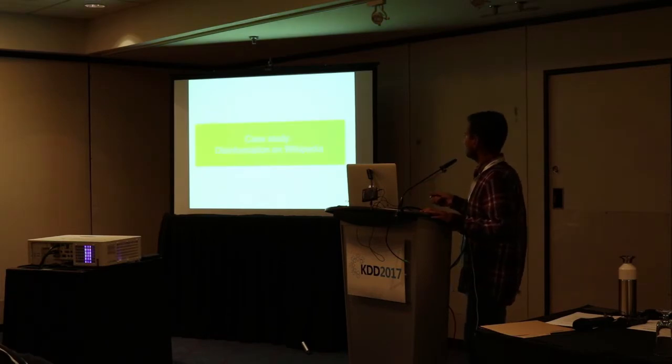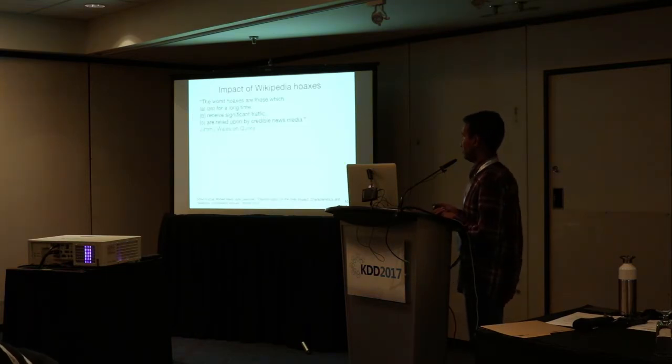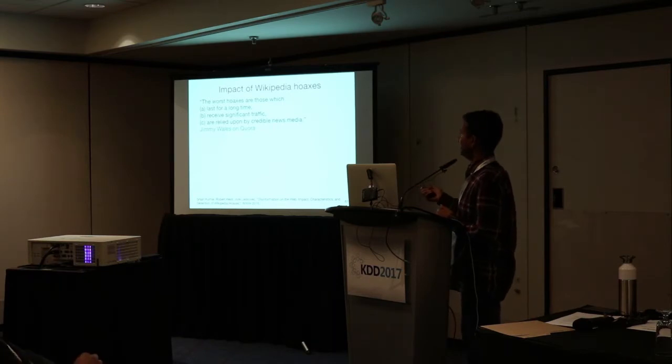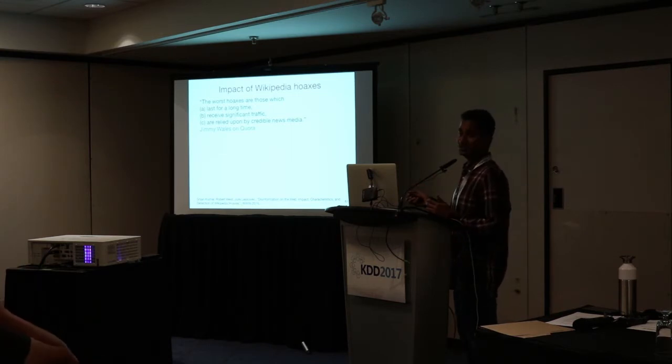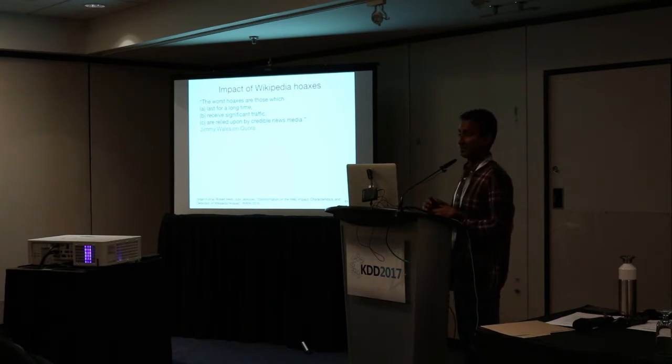So let's look at a case study specifically on disinformation on Wikipedia from WWW 2016. First we look at the impact of Wikipedia hoaxes. And to do that, we study the impact in three different dimensions. Jimmy Wales once said on Quora that the worst hoaxes are those that survive for a long time, receive significant traffic, and are relied upon by credible news media.